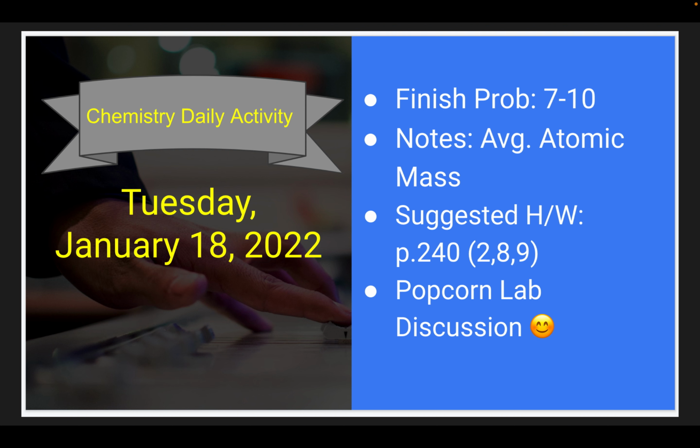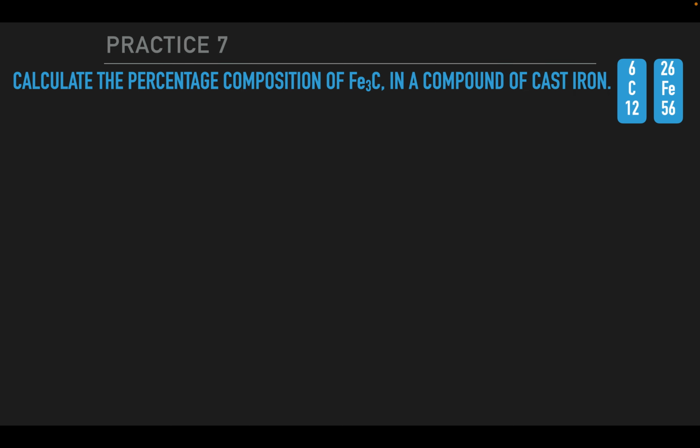All right, this is our lesson for Tuesday. We're going to finish our problems 7 through 10, and then we're going to get ready for the notes for tomorrow with average atomic mass. For problem 7, I think we went over this in class, but I'll go over it again just to give you an idea of how to do problems 8 through 10.